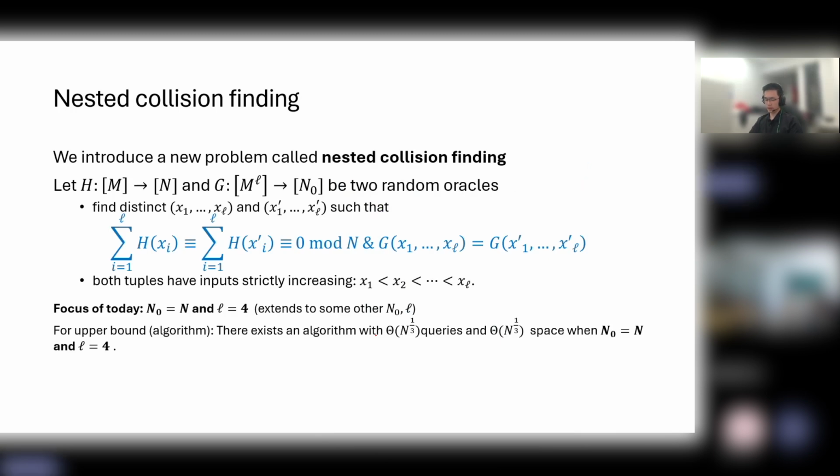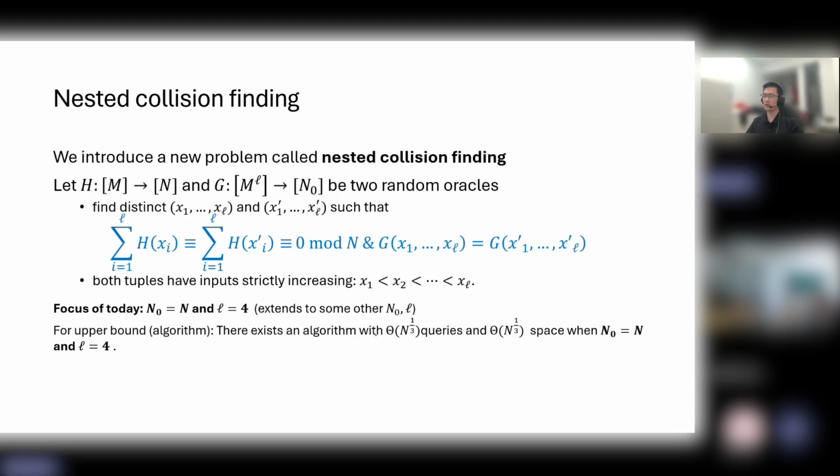Yeah, so now let's go back to the nested collision finding. We're here to formally define this problem. We have two random oracles, H and G. H is a random oracle from M to N, where you can think of M as polynomial in N, like a large enough domain. And G is an oracle from M to the L to N0. There are two random oracles.